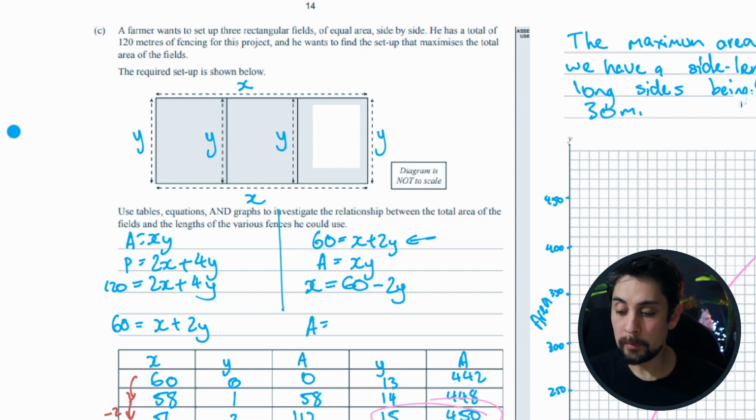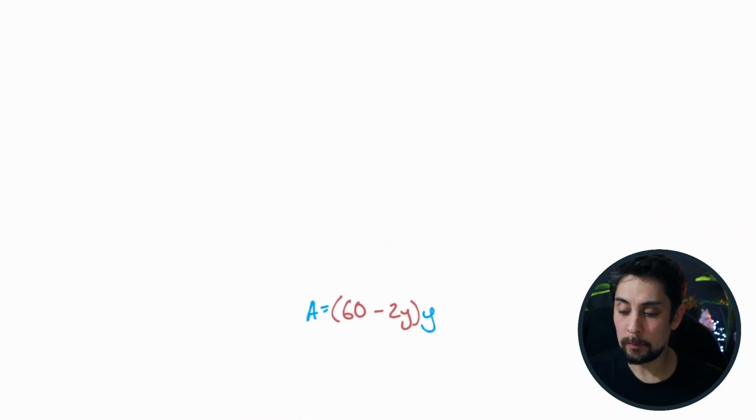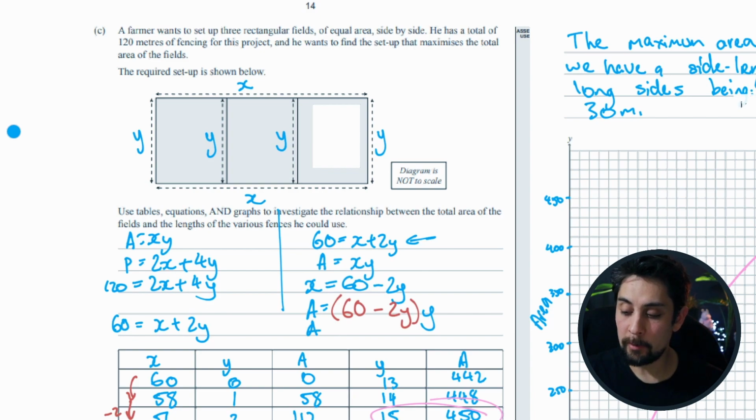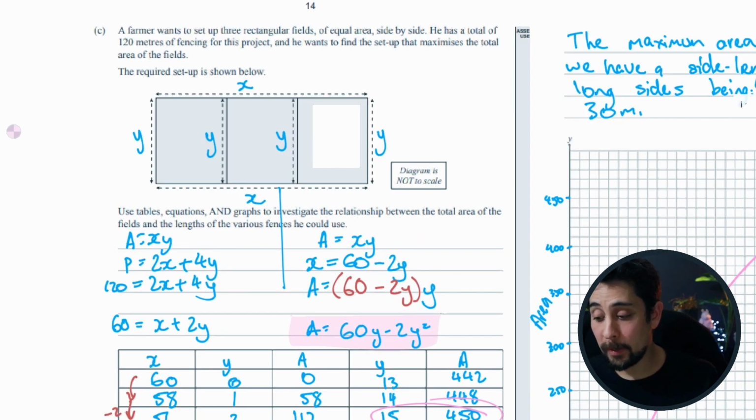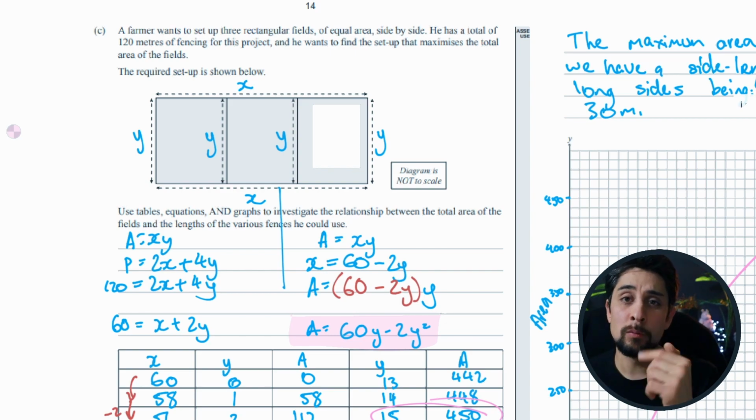So our area equals x, which is 60 take away 2y, multiplied by y. We can simplify that just a little and call that area equals 60y take away 2y squared. And I'll just tidy that up a little. And our area is 60y take away 2y squared, and that's it from me. I'm going to hand it back to me from a week ago, and he's going to continue this problem.